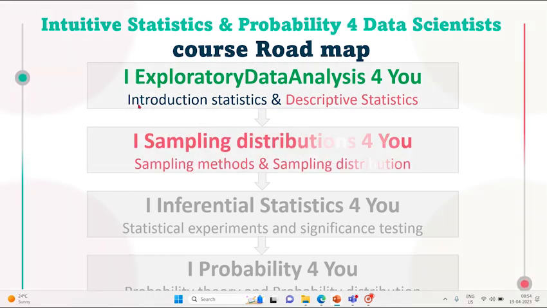So now we will be jumping into the Intuitive Sampling Distributions for You course. In this we'll see research methodology, sampling methods, and sampling distribution. So that's it. We will get into the work now.